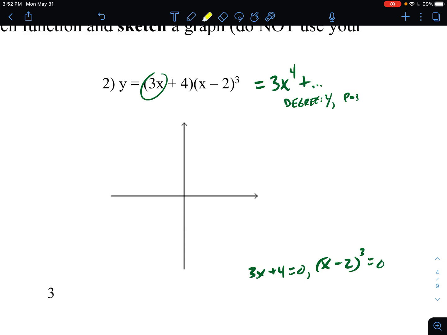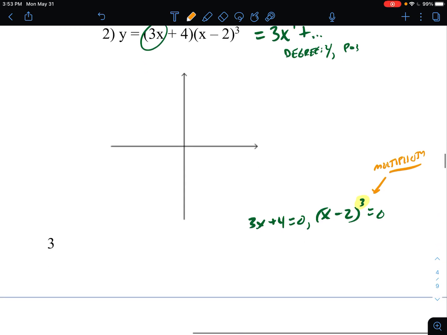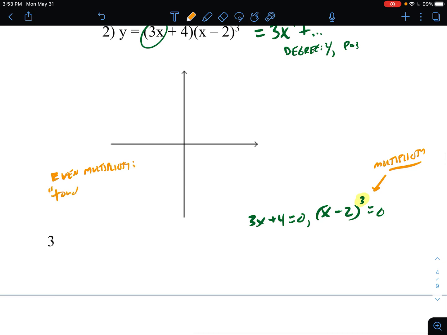Now if something is being raised to a power like this, that number is called the multiplicity. And the multiplicity tells us what the graph is behaving like near that x-intercept. So here's what you want to know. If you see an even multiplicity, we have what's called a touching x-intercept. If we have an odd multiplicity, it's crossing.